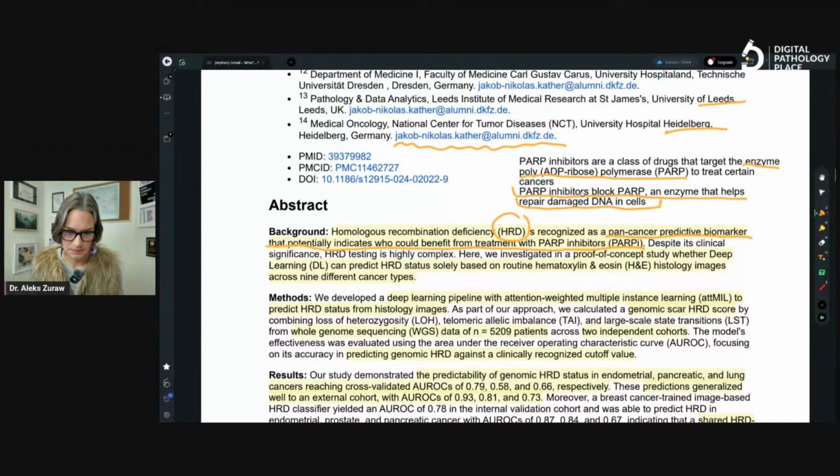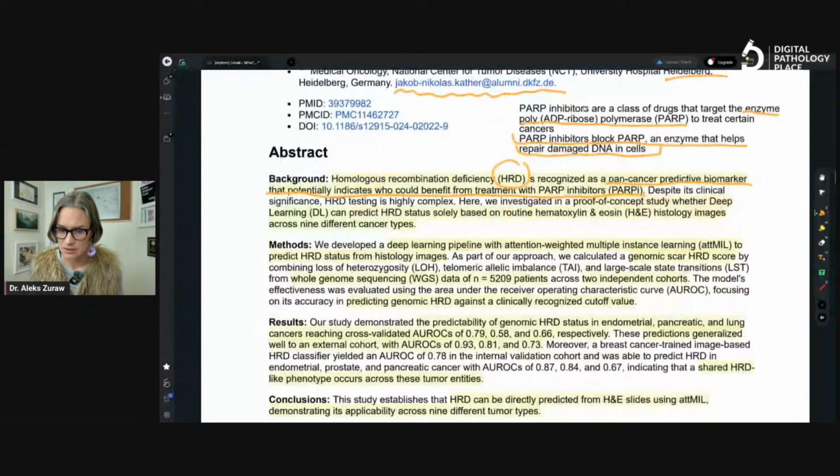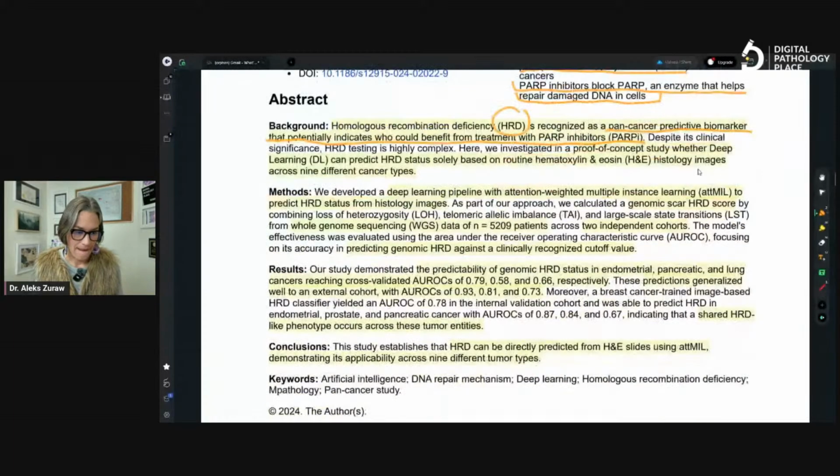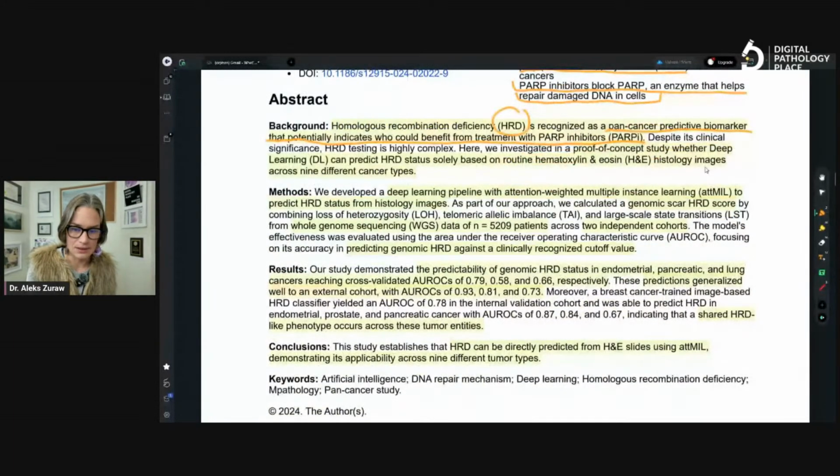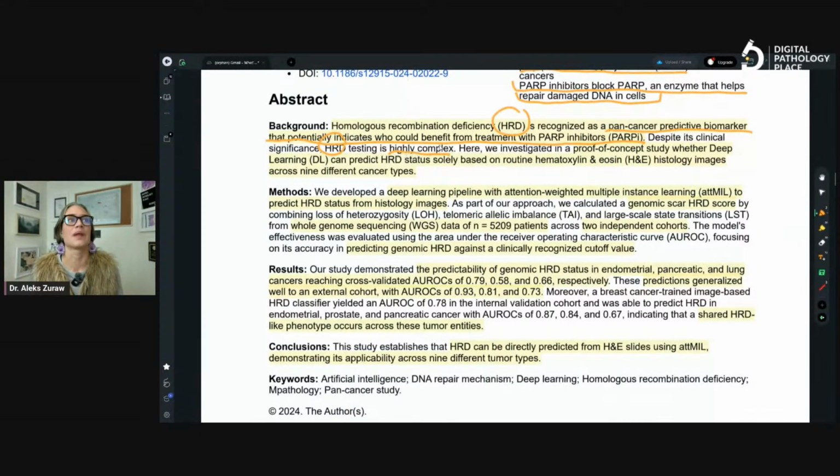So with these inhibitors, when the cancer cells get damaged, they don't get repaired. And there is high clinical significance of HRD testing, but it's highly complex. First of all, it relies on next-gen sequencing, but also there's a score calculation.